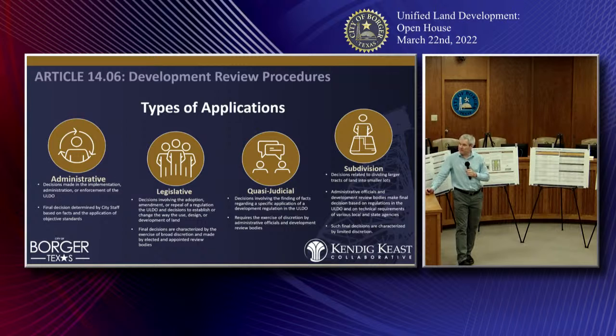So there are 4 different types of applications in the third module of the ULDO. The first 3 on the slide you could think of as the 3 branches of the federal government, with the administrative being like the executive branch, the legislative being like Congress, and the quasi-judicial being like the Supreme Court and the lower federal courts below it. Then the subdivision one, the 4th one, is its own thing that doesn't have really a comparison in the federal structure. But each application fits in with each of those types.